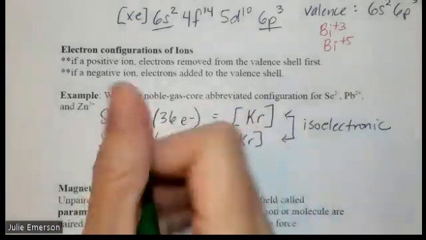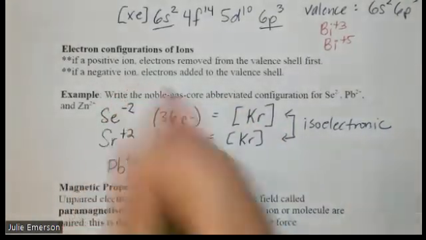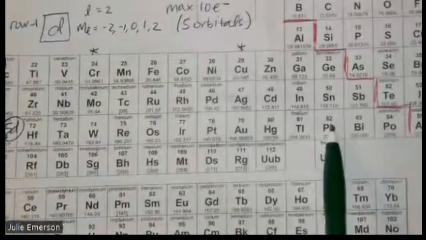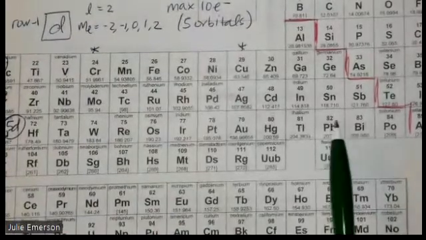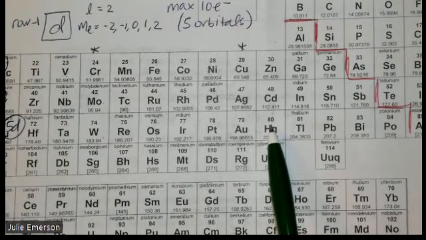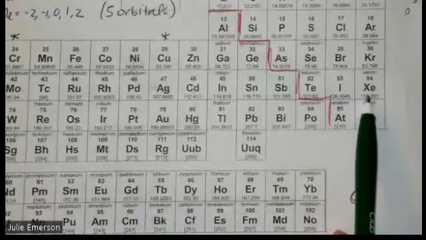Now, lead, not quite as lucky, right? So lead +2. When I look at lead here with 82 electrons, if it's lost 2, it now has 80, but that's not a noble gas. So I can't just say, hey, it looks like mercury. That means now I've got to go through the whole motions. So I would have my xenon core.